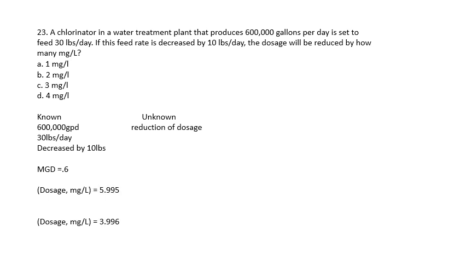So you had a dosage of 5.995, and the reduced dosage is 3.996. So you subtract the 3.996 from the 5.995, and you get a reduction of 2 milligrams per liter.